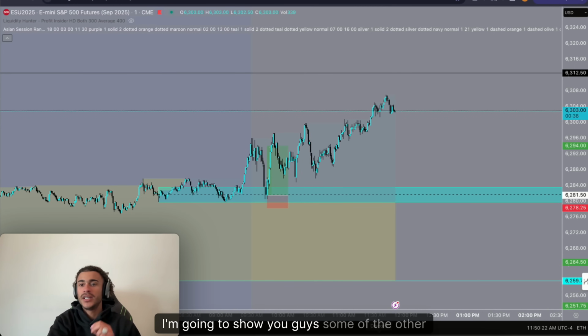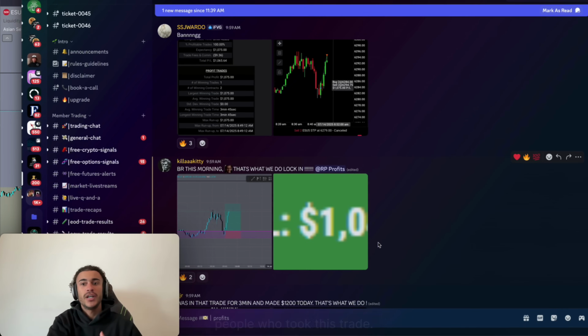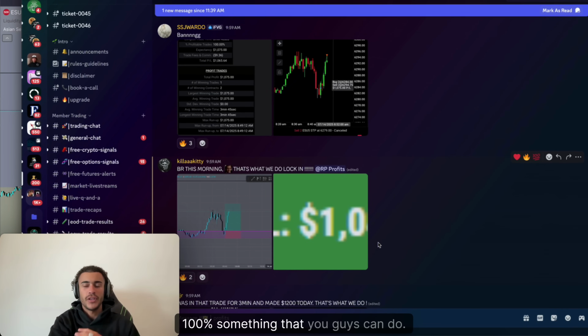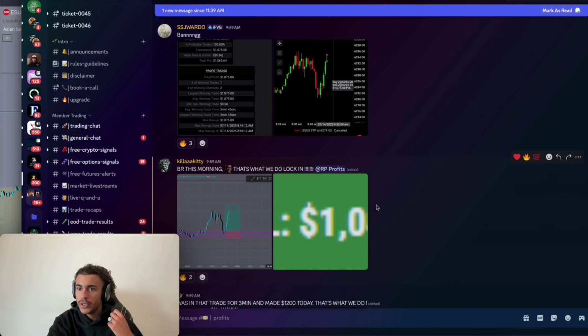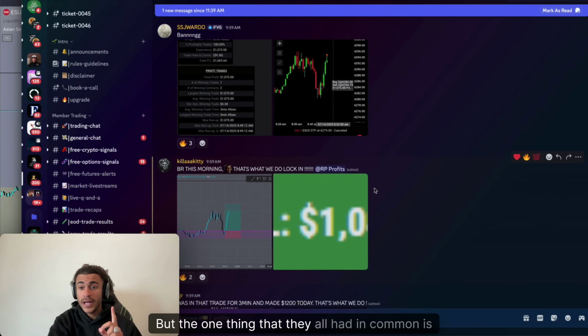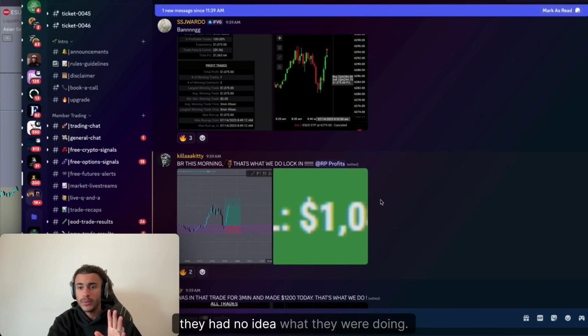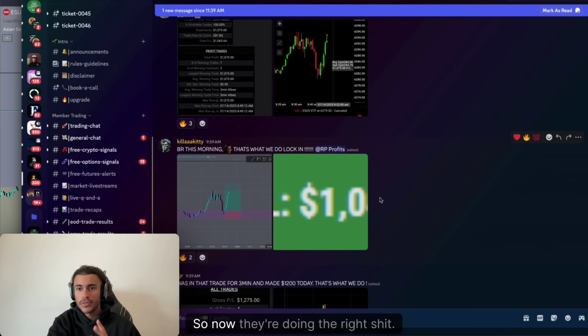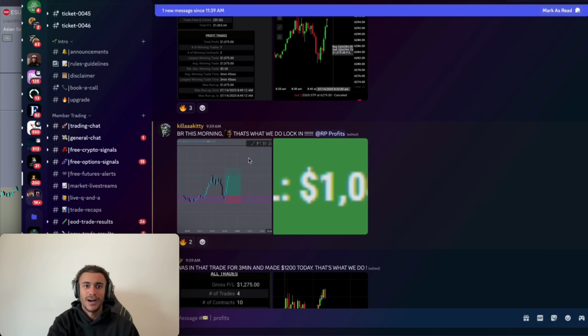Real quick, I'm gonna show you guys some of the other people who took this trade, just so you guys can see that this strategy is 100% something that you guys can do. A lot of these people are relatively new to trading, or when they joined the coaching program, they were struggling traders, but the one thing that they all had in common is when they joined, they had no idea what they were doing. They either were complete beginners or they were doing the wrong stuff. So now they're doing the right stuff, and this is what it looks like.